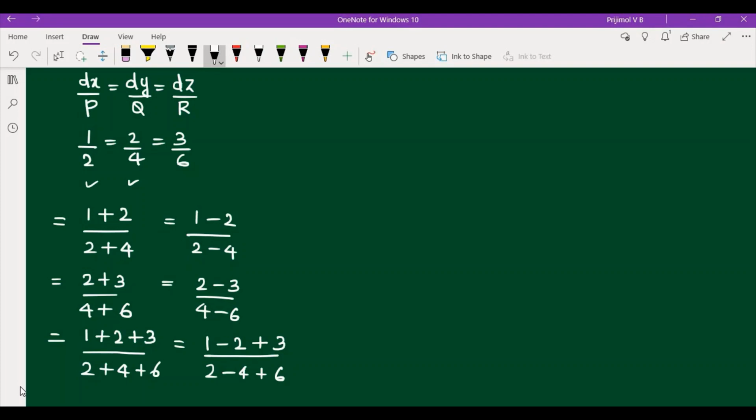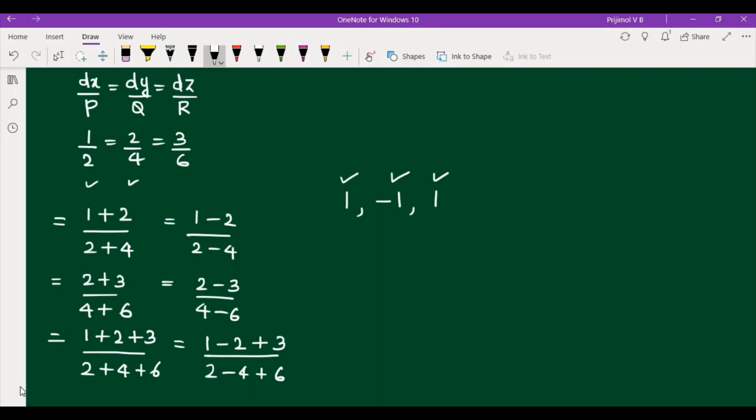If I say I am using multipliers, say 1, minus 1 and 1, I am using these as the multipliers. When I say I am using these as the multipliers, that means I multiply this multiplier with the first ratio in the numerator and denominator, I multiply this with the second ratio in the numerator and denominator, and I multiply this with the third ratio in the numerator and denominator. Let us see what happens.